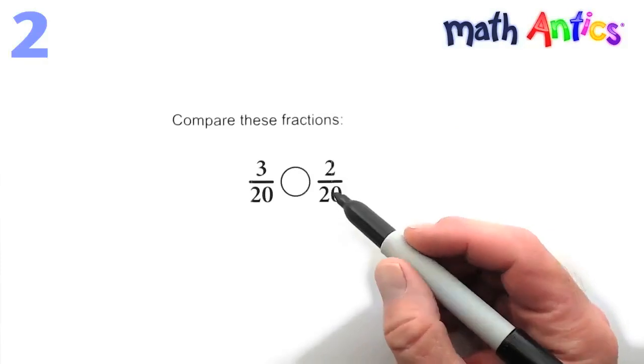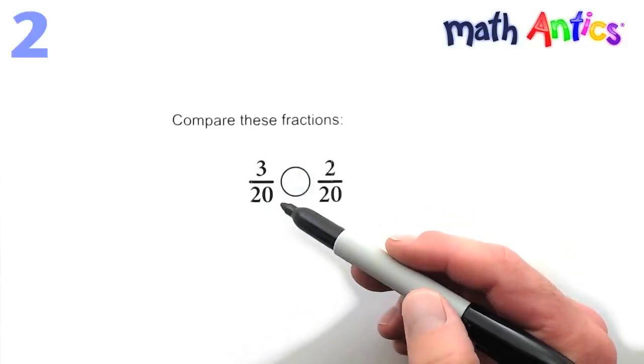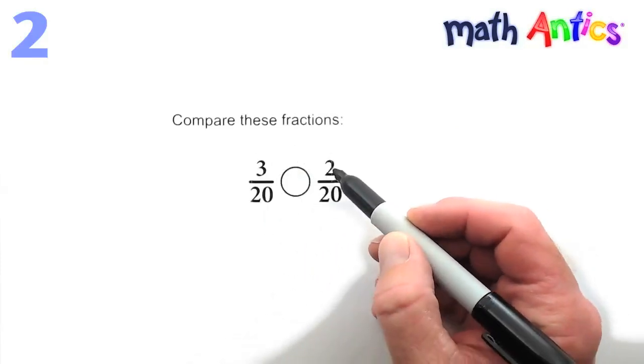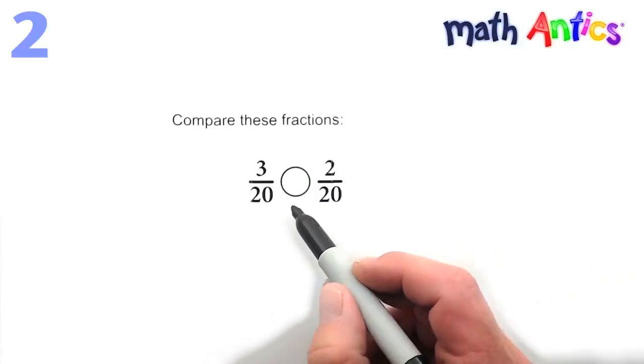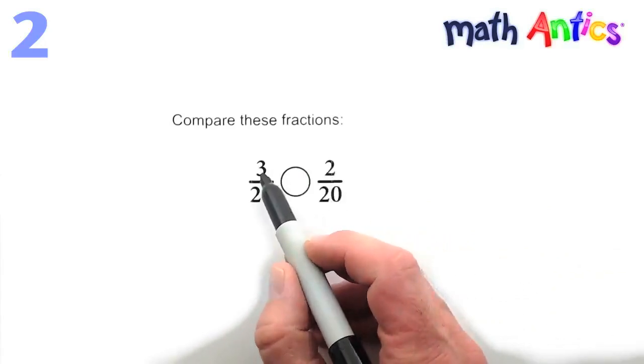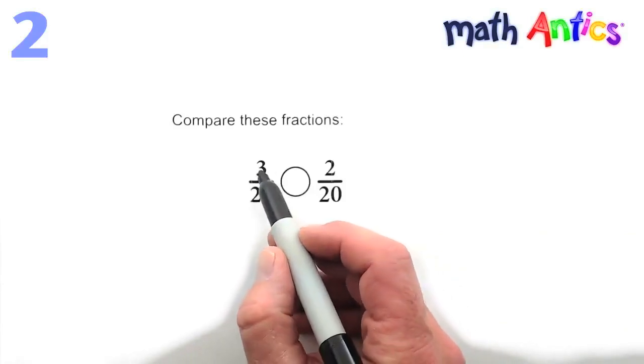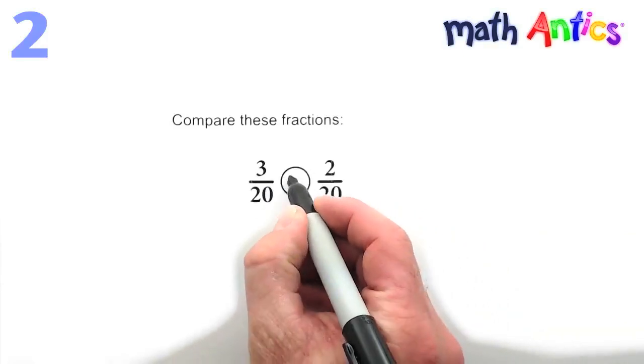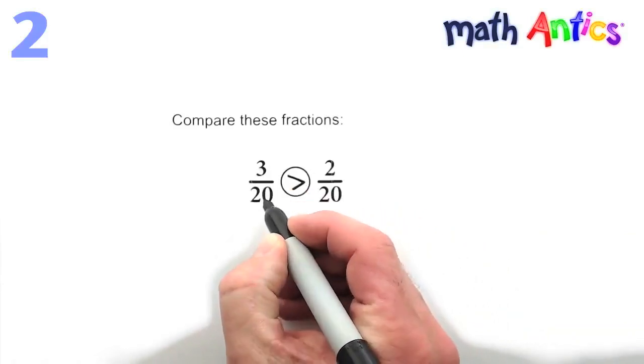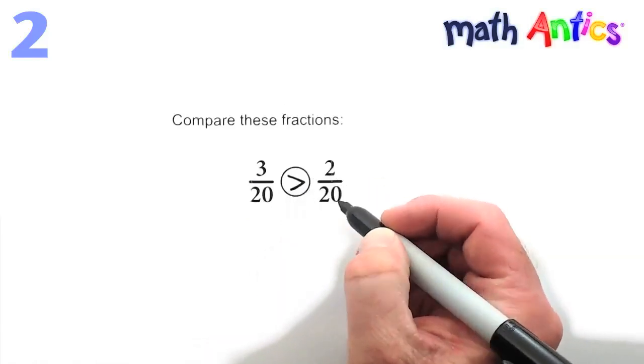In problem 2, we also need to compare some like fractions, 3 over 20 and 2 over 20. Since the bottom numbers are the same, we can just compare by looking at the top number. It's like we can just ignore the bottom number. And since 3 is greater than 2, that means that 3 over 20 is greater than 2 over 20.